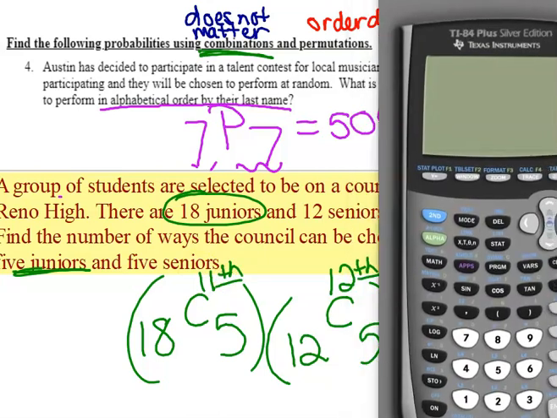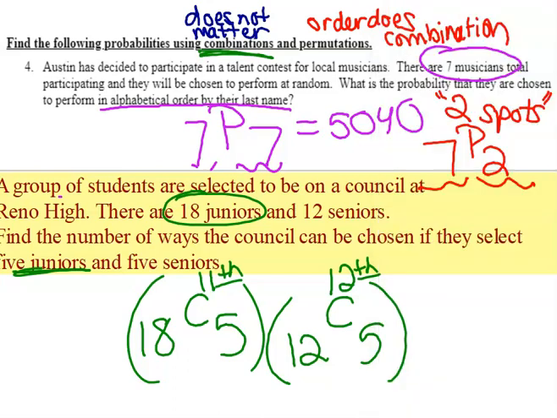Then you can come over to this lovely calculator and do 18, math probability, and go down to nCr, 5. And then I have 12, math probability, go down to nCr and 5, and then multiply those together. So 8568 times 792, and you'd get 6,785,856. Write that down for that problem. So there's that many combinations. All right, moving right along.